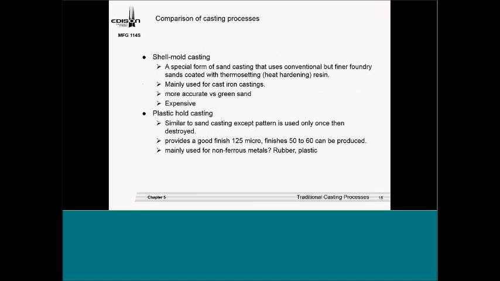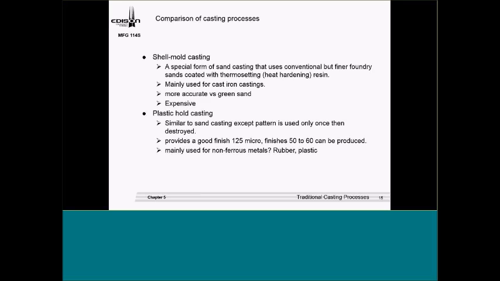Shell molding, again, is a special form of sand casting that uses a conventional but finer sand coated with thermosets or heat hardening resins, mainly used for cast iron castings. And again, it's more accurate versus green sand, and because of that, to a certain point, it is very expensive.